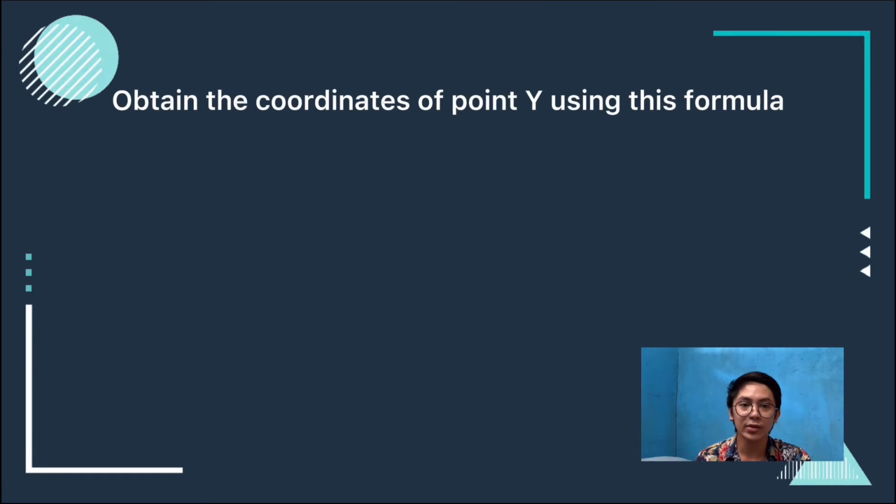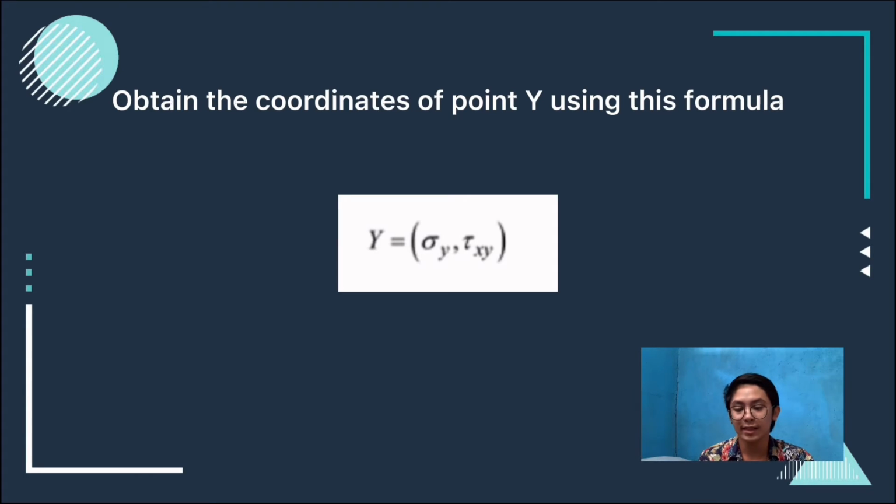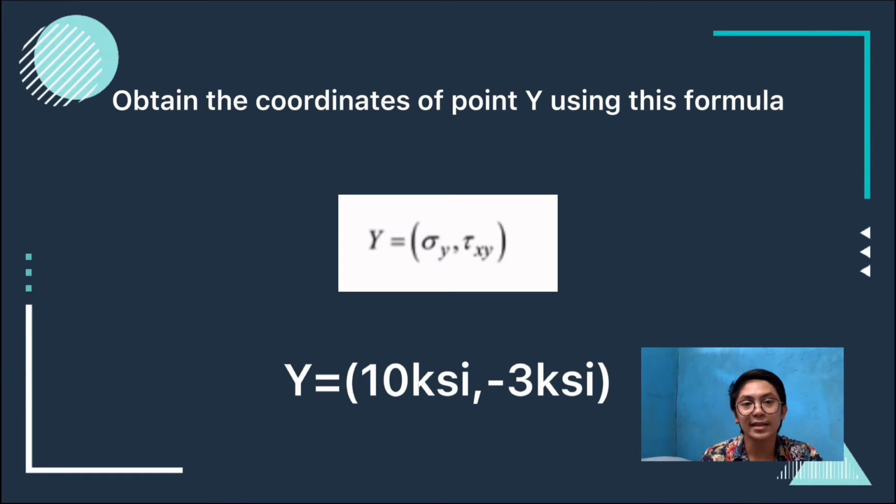Also, we need to do the same thing in point y. So, obtain the coordinates of the point y by using also this formula. So, we need to substitute 10 ksi for direct stress acting on y and negative 3 ksi for shear stress acting on x and y. So, our point y is equal to 10 ksi and negative 3 ksi.